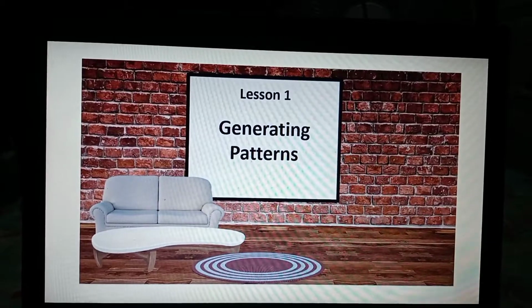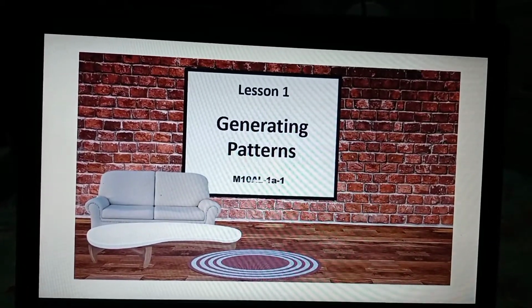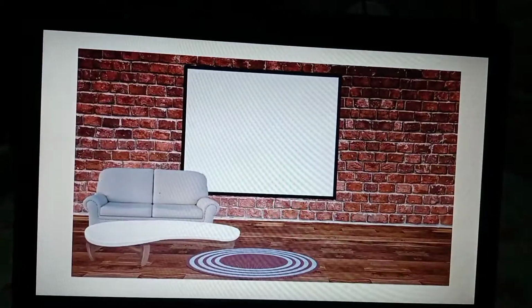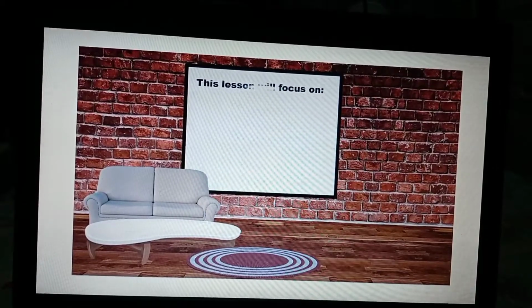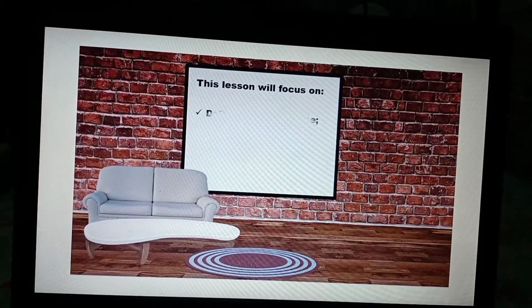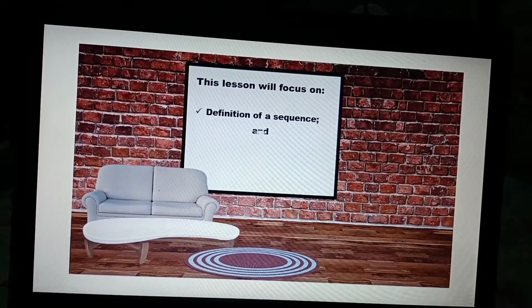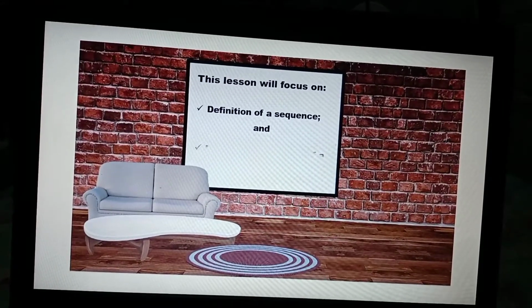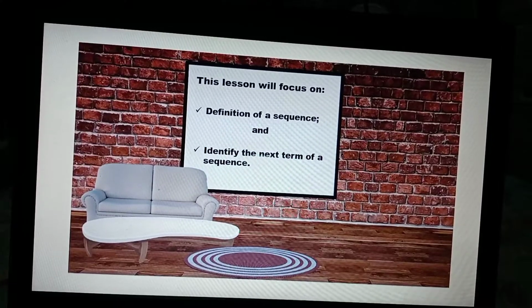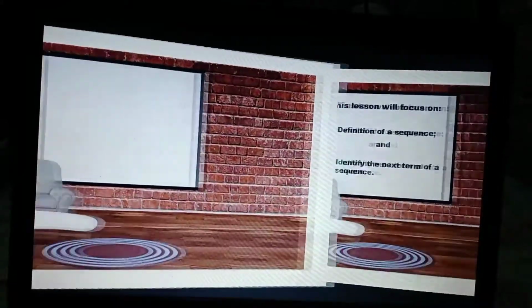Learning competency code M10AL-1A-1. This lesson will focus on the definition of a sequence and identifying the next term of a sequence. Let's look at the following.